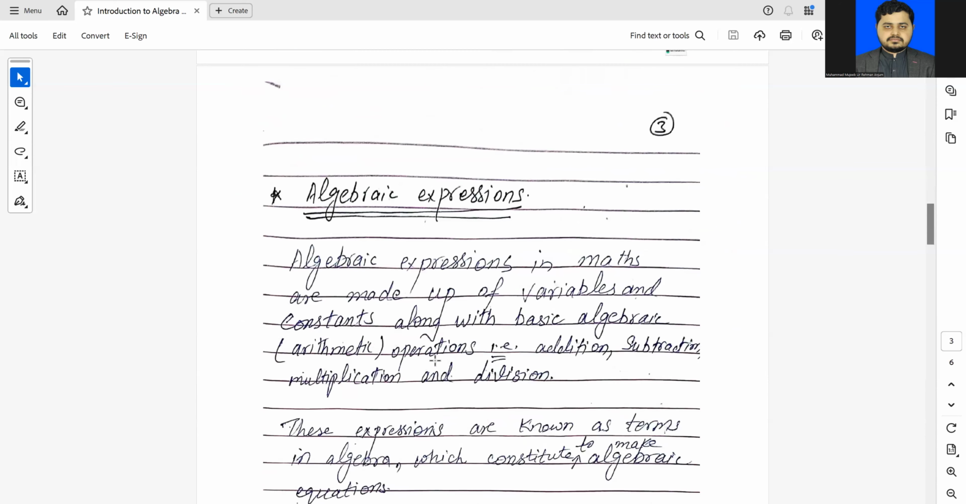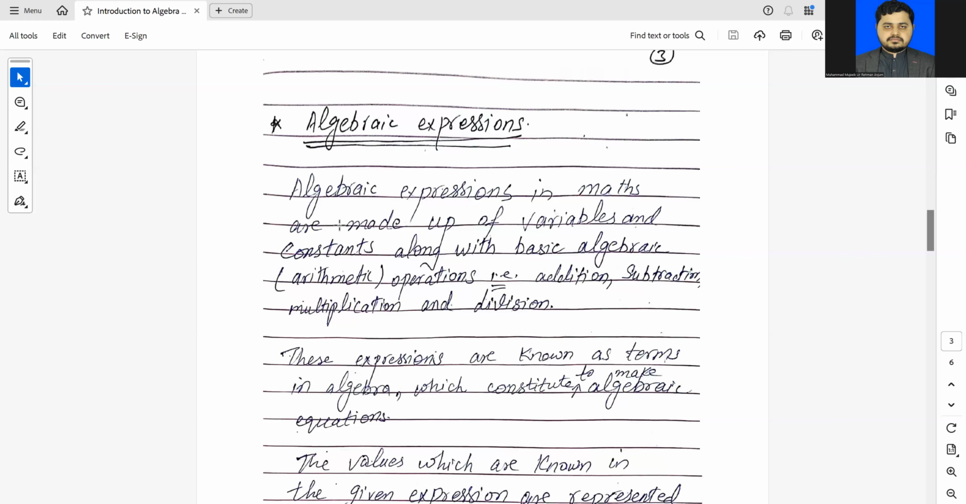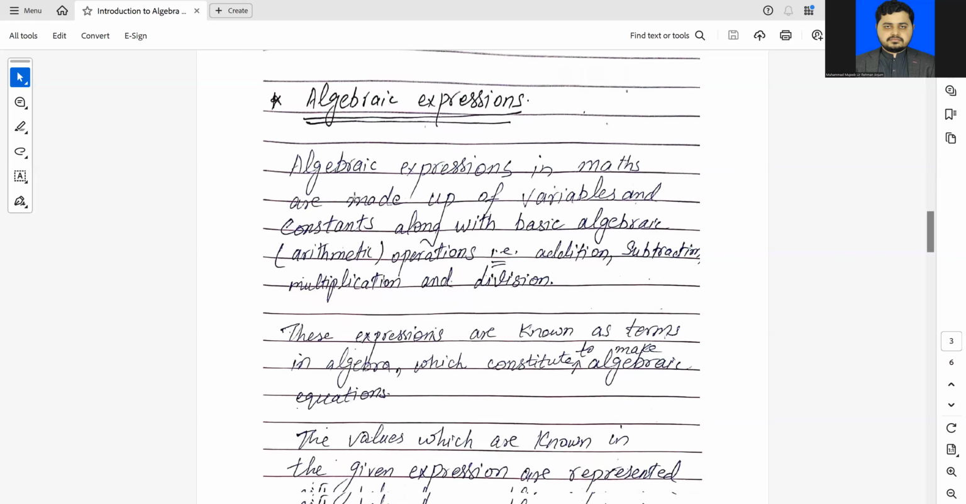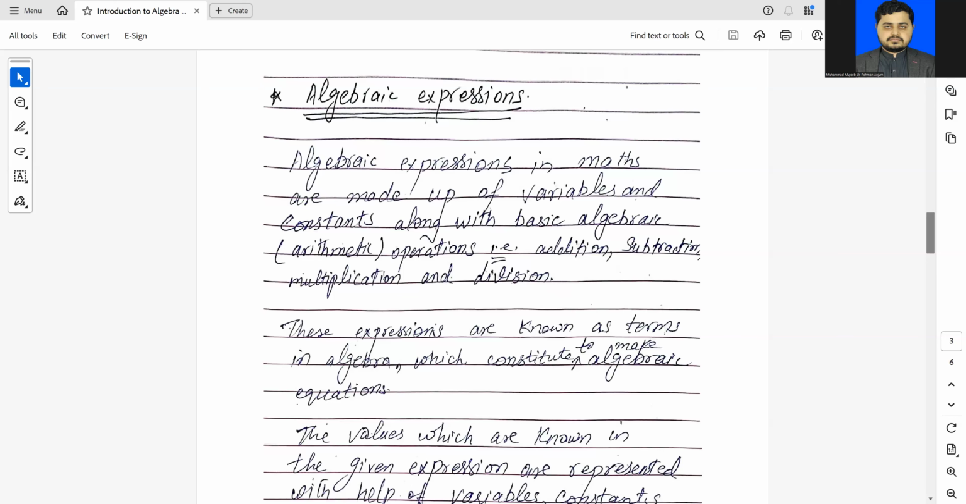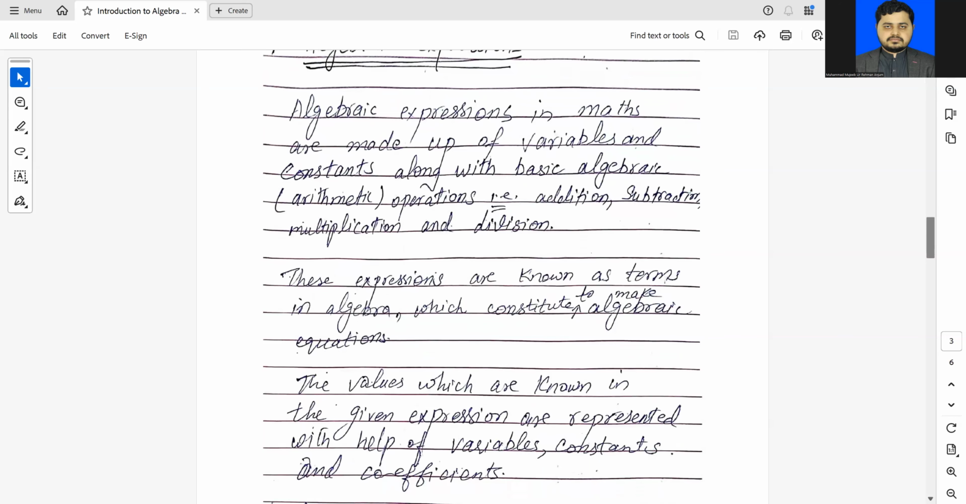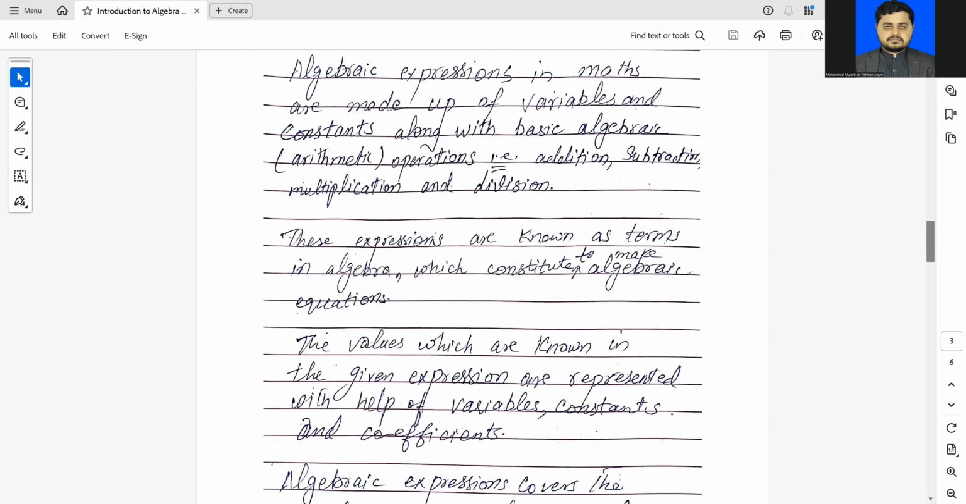So we were discussing terms, constants and variables. This idea will be continued, and we move on to algebraic expressions. Algebraic expressions in maths are made up of variables and constants, and they are combined using basic algebraic or arithmetic operations such as addition, subtraction, multiplication, and division. These expressions are known as terms in algebra, which constitute an algebraic equation.